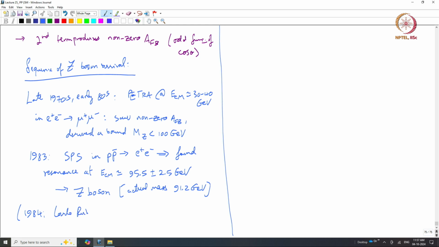Carlo Rubbia and Simon van der Meer got the Nobel Prize. Okay, 1984 Nobel for discovering not just the Z boson, but they also discovered the W bosons this way, which was at around 80 GeV.